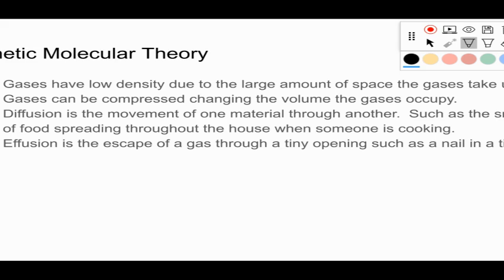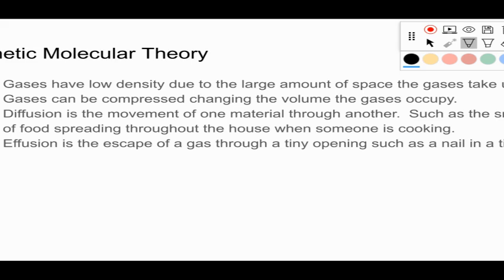So diffusion, a lot of times you'll see in biology when they're talking about materials moving through cells, but diffusion is the movement of one material through another. So for us, we're talking about gases. So it'd be like if somebody's cooking downstairs, let's say that you're asleep and your mom's cooking you breakfast and she's making bacon, and that's what wakes you up because the smell from the food has spread through the house and is in your bedroom.